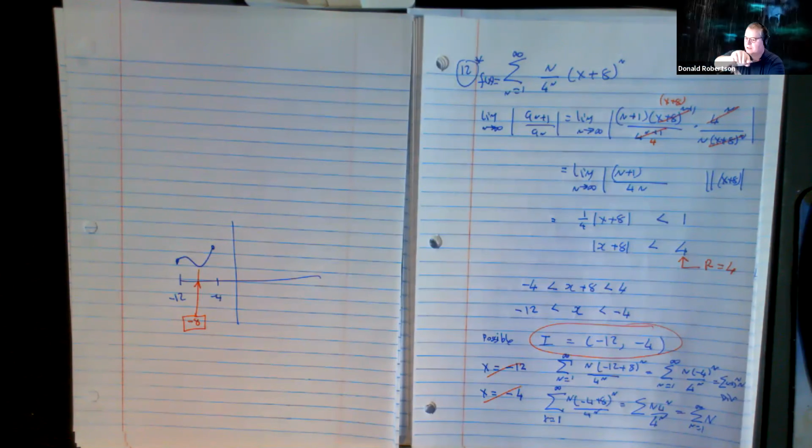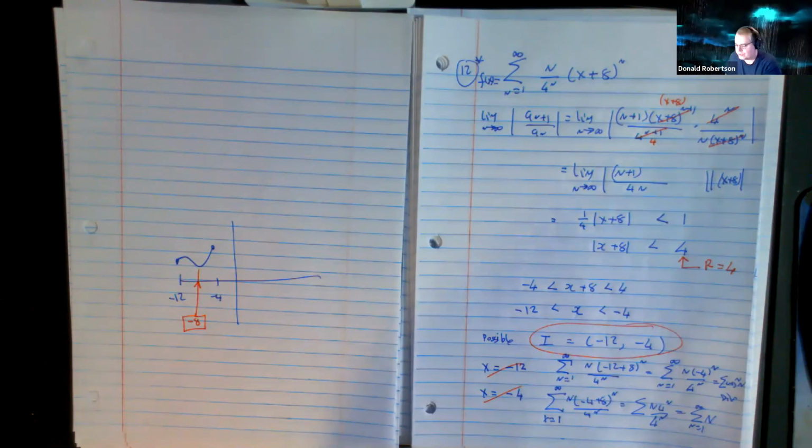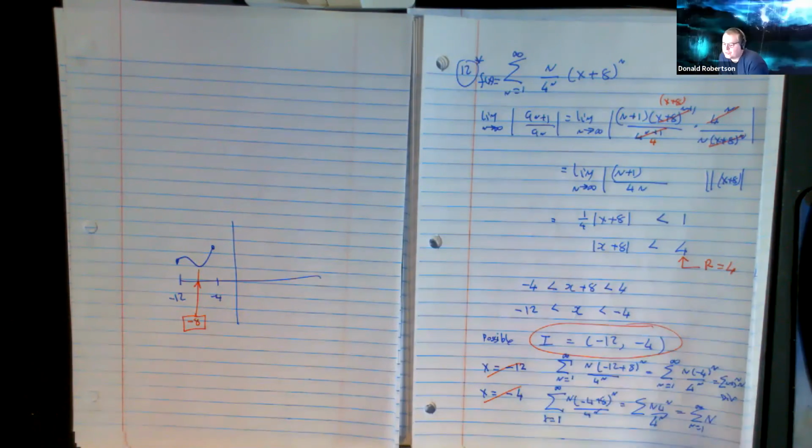The entire interval of convergence is from the center plus or minus the radius of convergence. So you see how those two things work together. If you know the center and you know the radius of convergence, you pretty much know the interval. Cool stuff?